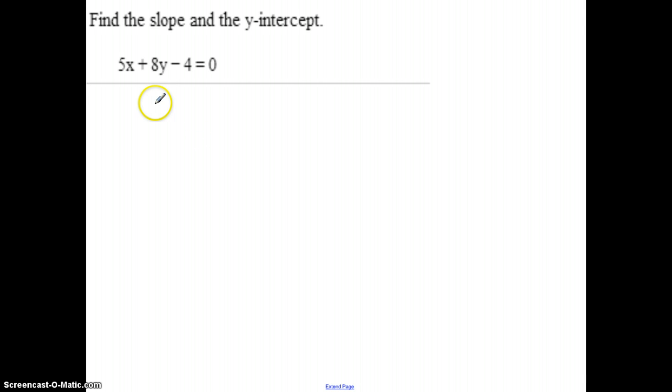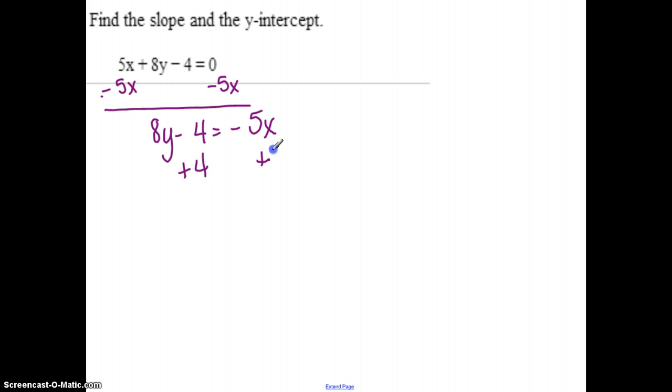Okay, now to get this in slope-intercept form, you've got to put it in y form. So I'm going to subtract my 5x and get it on the other side. So 8y minus 4 equals negative 5x. Add 4. So 8y equals negative 5x plus 4. Then divide by 8.